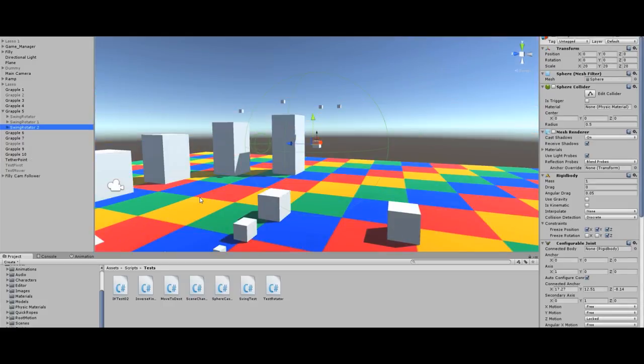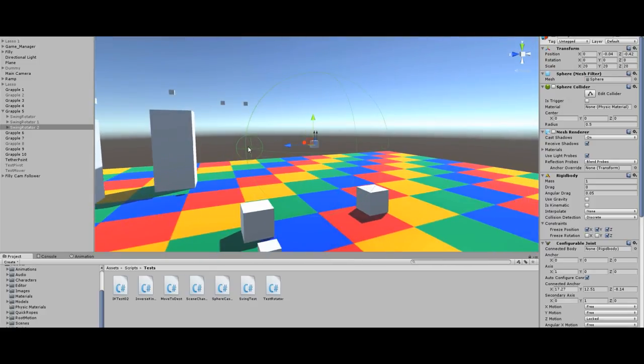So if you look here, what I've got set up is a large sphere, with a smaller sphere attached to it, and in the middle of the large sphere is something called a configurable joint, and what this does is it's giving information to the large sphere about how it's allowed to rotate around this central point.